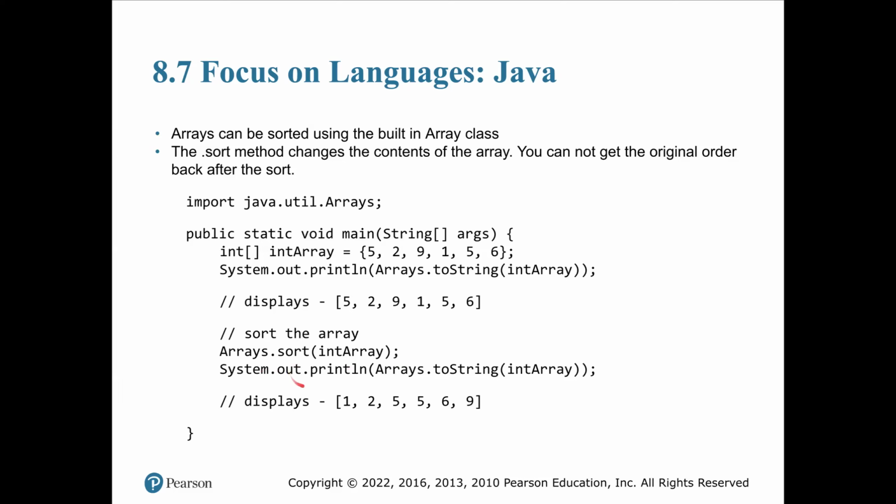Once you sort the array, you'll notice that it's just sorted ascending here. So this is the output once the array is sorted. But again, if you sort an array, know that you have permanently changed the value of those elements, and you cannot get it back to the original order.